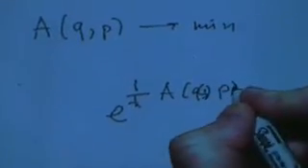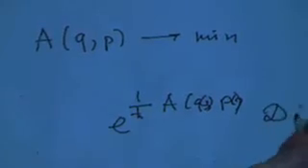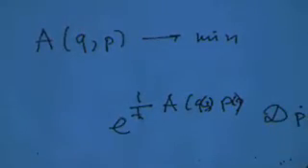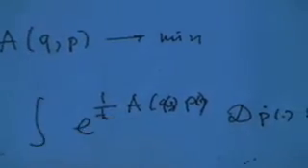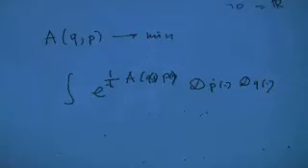But instead of that, we could do something different. Take e to the power i over h A of q p. Q and P are functions of T, and then integrate over the infinite dimensional space of functions of Q and P. This is called the Feynman integral. It has a lot of nice properties and one bad property. One bad property is that it doesn't exist. All other properties are nice.